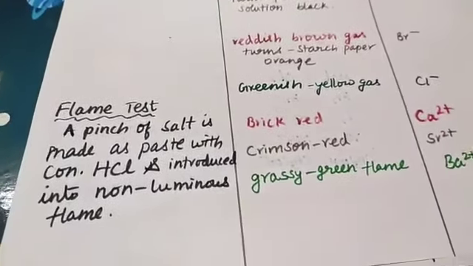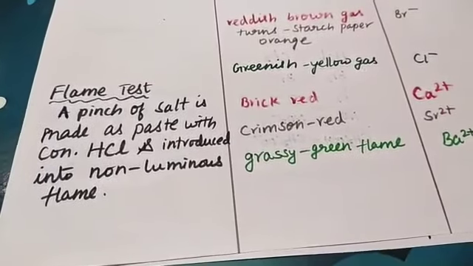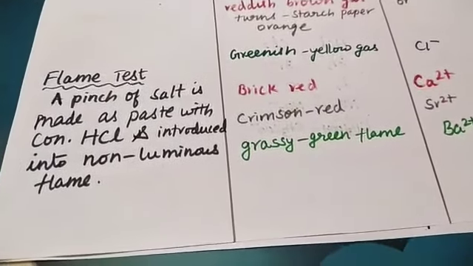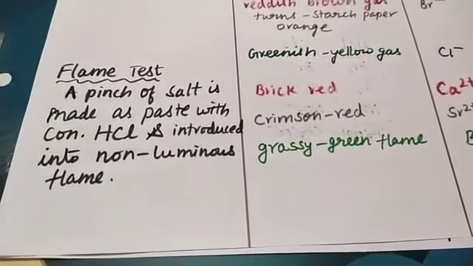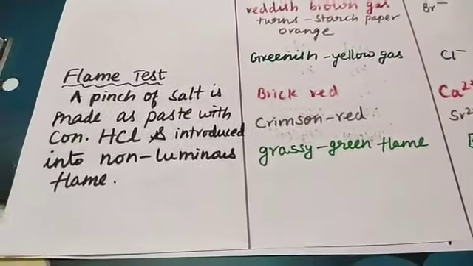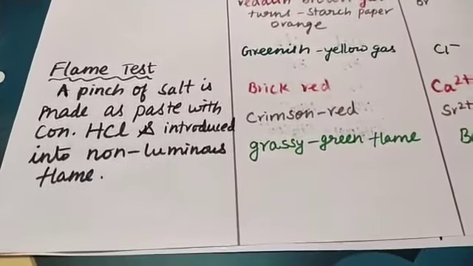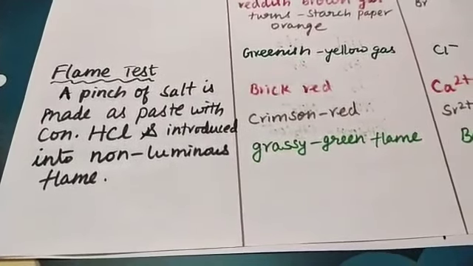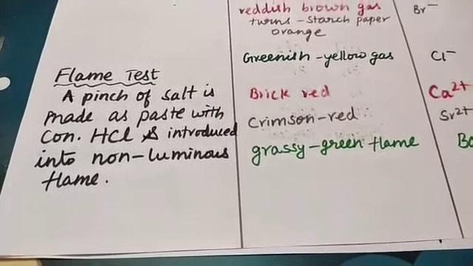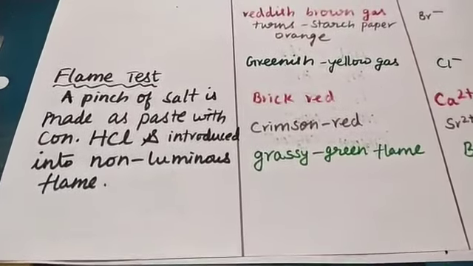The next test is the flame test. In this flame test, we make our salt into a paste with concentrated HCl, and then that paste is introduced into the flame. When you do this, your salt will be converted into chlorides. The chlorides are more volatile in nature, so they will vaporize. Then you get different colors, which indicate the cation present in the salt.